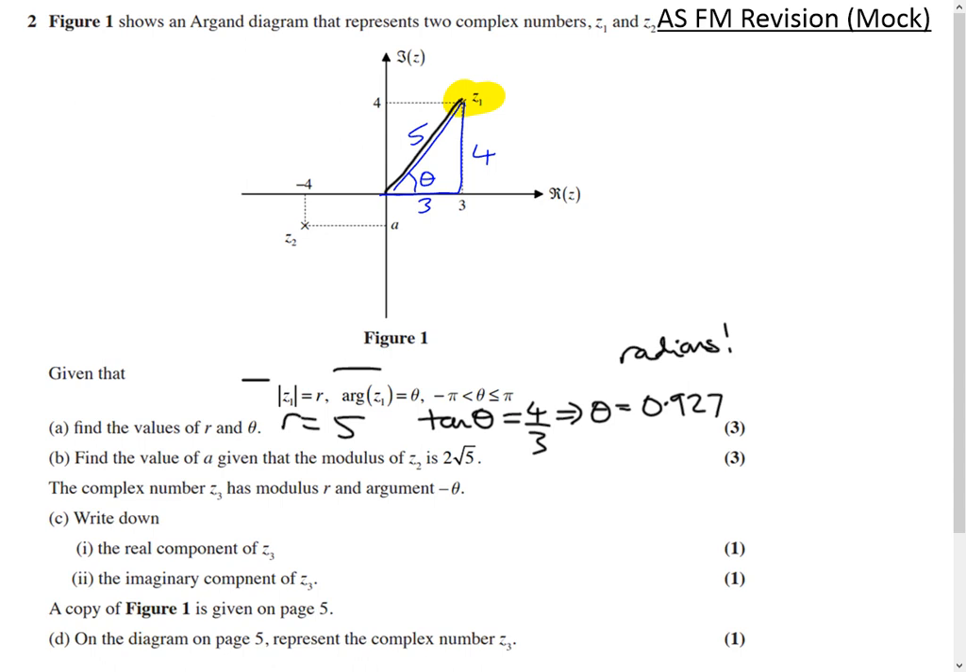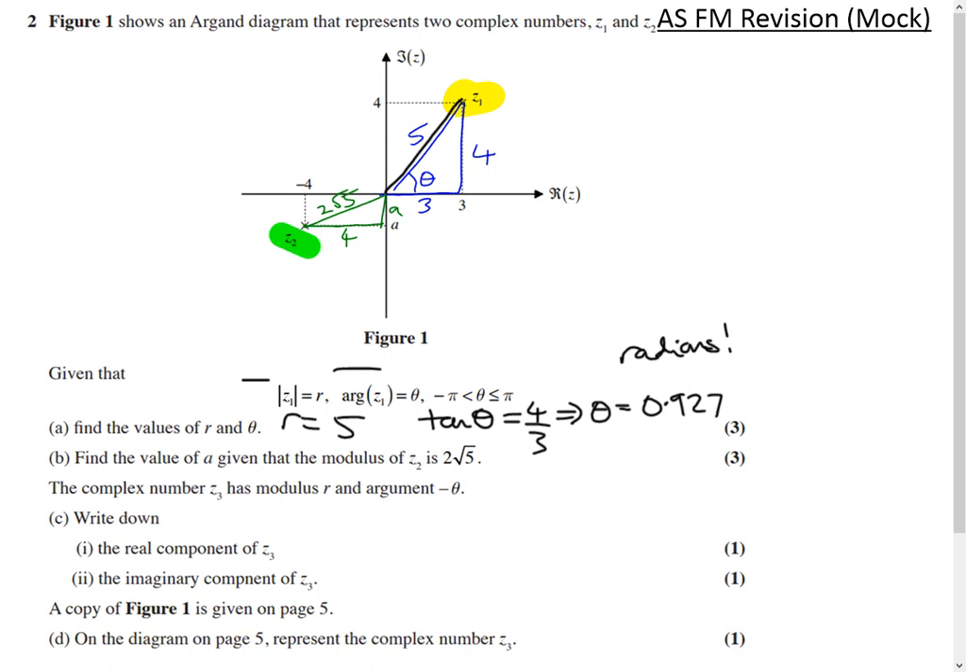Okay, right, now we're going to find the value of A, which is something to do with Z2. So if we have a look at Z2 down here, A is the value of the imaginary part. The modulus of Z2 is 2 root 5, so that means this distance here is 2 root 5, and I can have a look at my triangle here. This side's going to be A, and this side of the triangle is going to be 4, reading off the axes there.